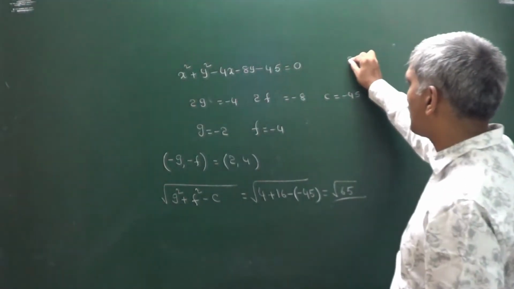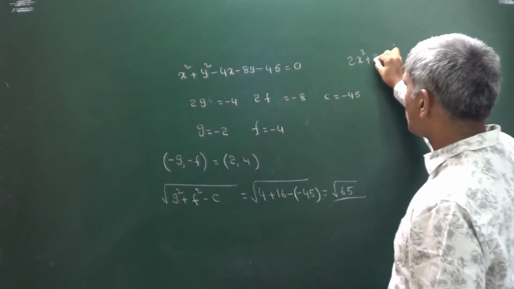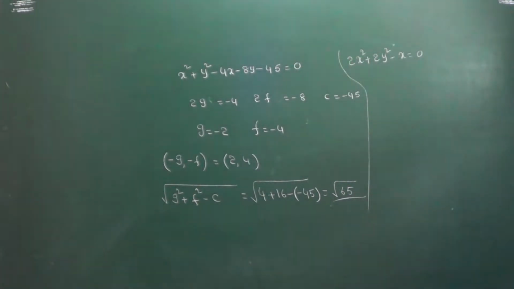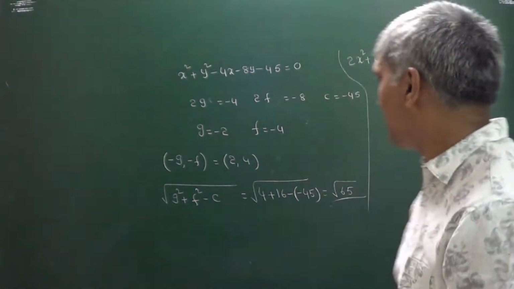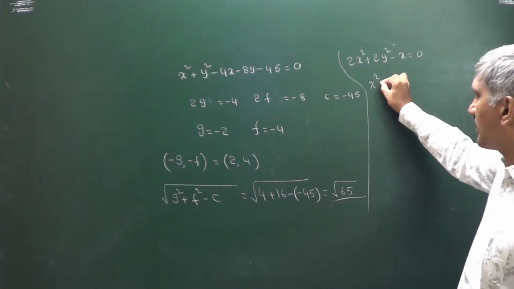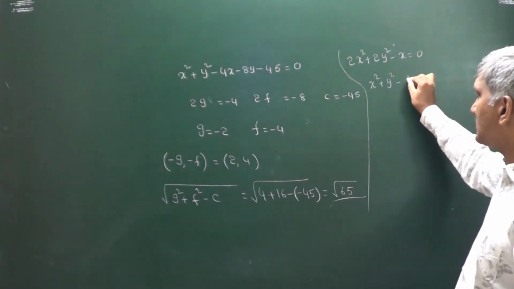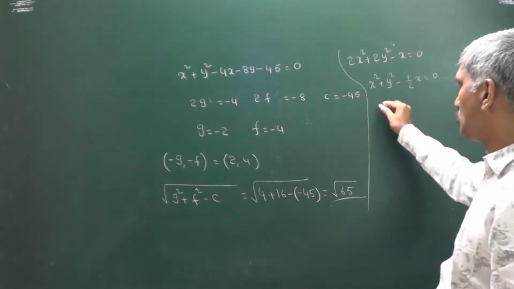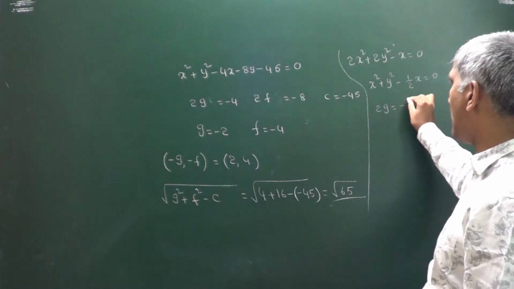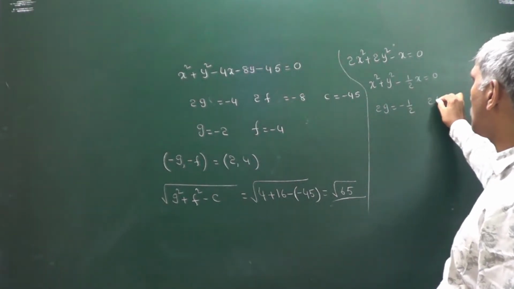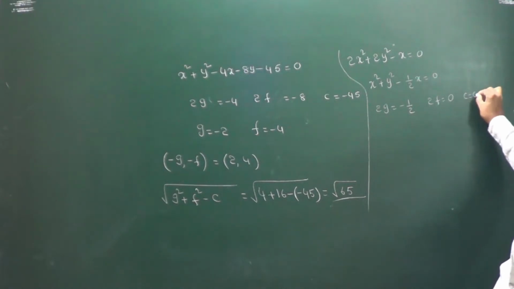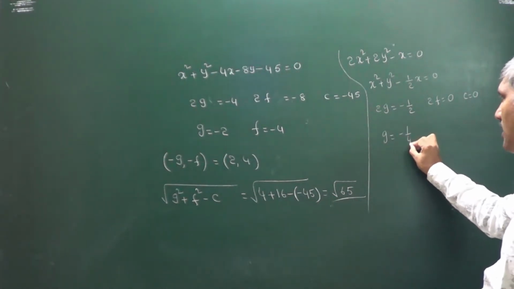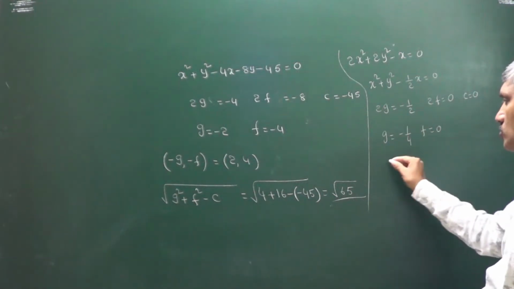Suppose the circle equation is given like this: 2x square plus 2y square minus x is equal to 0. This circle's center and radius we have to find out. Now I can write this as x square plus y square minus 1 by 2 into x is equal to 0, taking 2 common. So now here 2g is equal to minus 1 by 2 and 2f is equal to 0 and the value of c is also equal to 0. So from this I can write g is equal to minus 1 by 4, f is equal to 0.